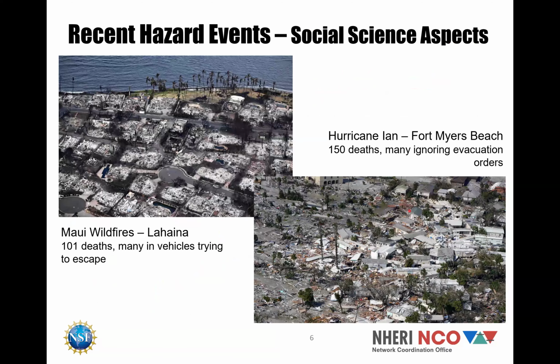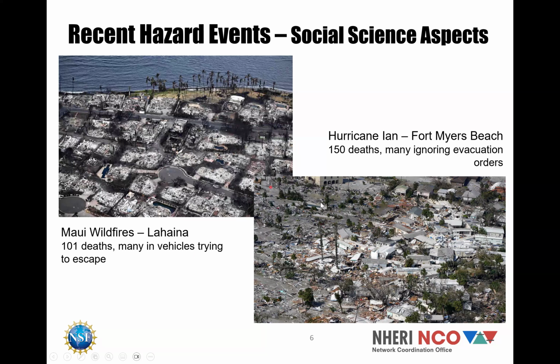All right, so bringing the social science aspects into an essentially an engineering research facility is crucial. When we look at these disasters, this was the Maui fires just recently, Lahaina, 101 deaths, and many in their vehicles trying to escape. Fort Myers, people who decided to remain in their homes, even though storm surge was predicted, and we lost 150 folk and enormous damage.